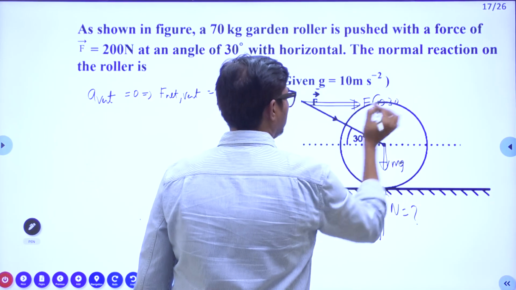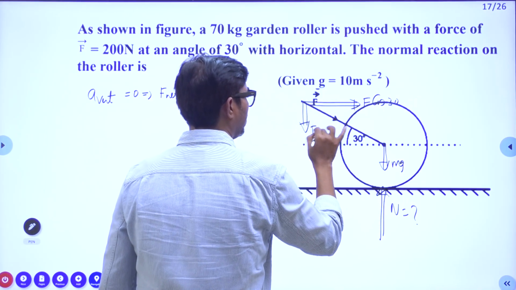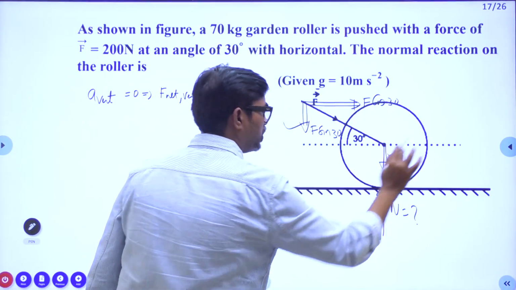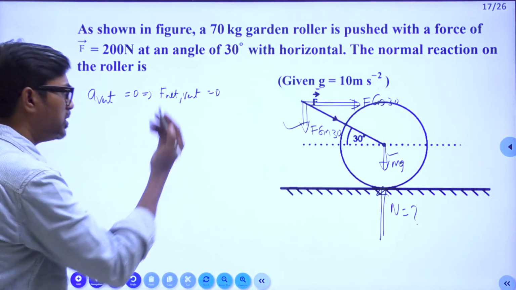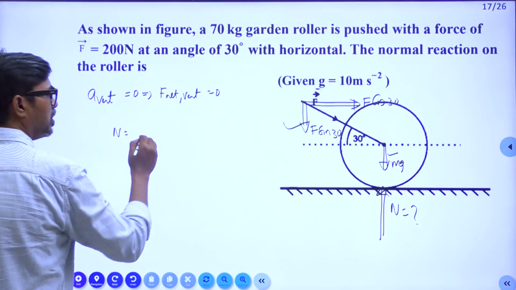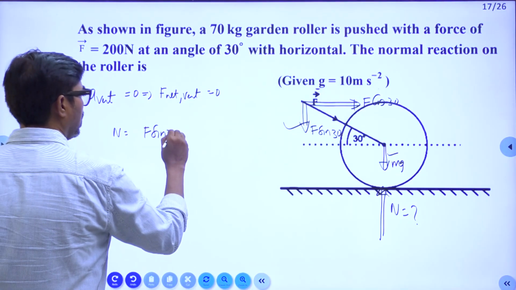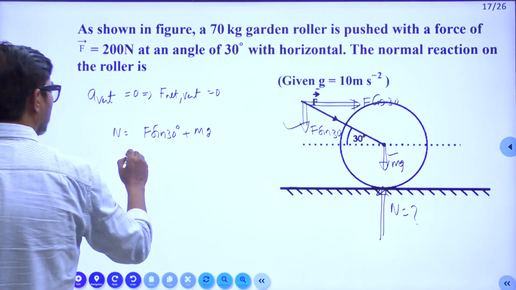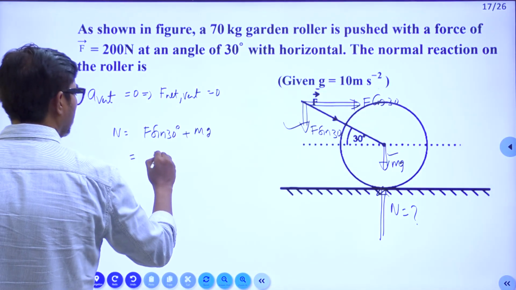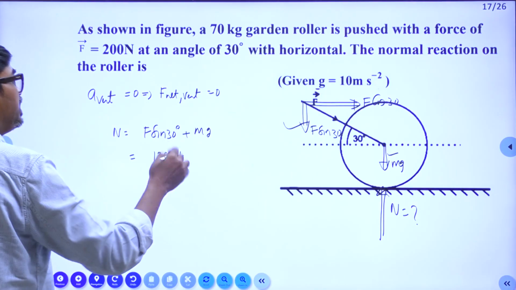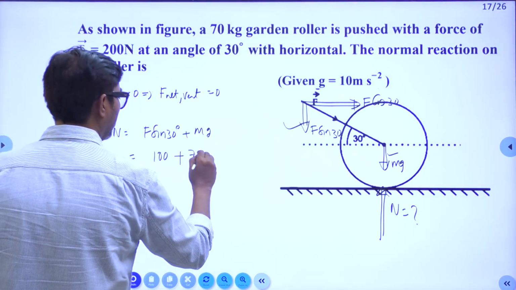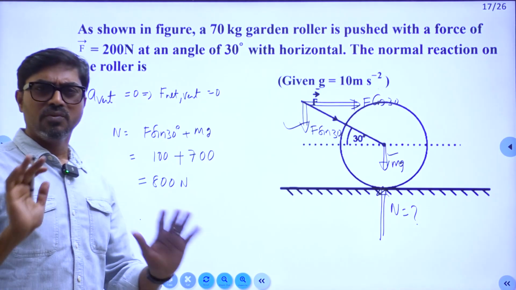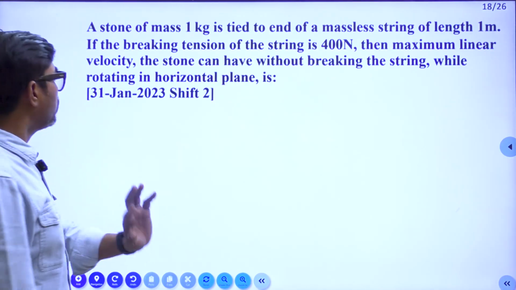Don't worry about it. Just focus on vertical forces, F sin 30. If you focus only on vertical forces, F sin 30 and mg are downward, and the normal reaction is upwards. So N should balance F sin 30 plus mg. F was given as 200 newtons, 200 into sin 30 is 100, plus mg, 70 into 10, I am taking 10, is 700. So totally 800 Newton is the normal reaction. Very simple, I hope. Let's go to the next problem.